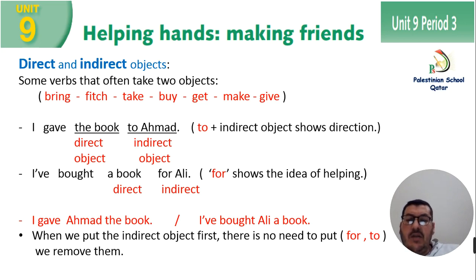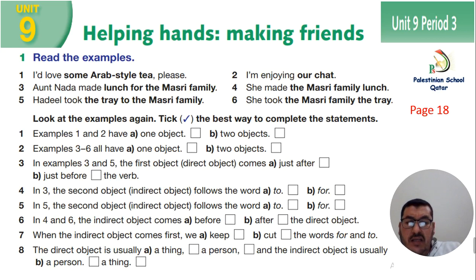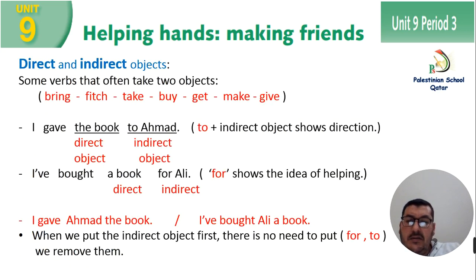Now another example, I bought a book, and I can stop here, but I mention for Ali to give meaning to the other person that this book I bought is not for me, it is for Ali. Now bought is a verb which takes two objects, direct object and indirect object.